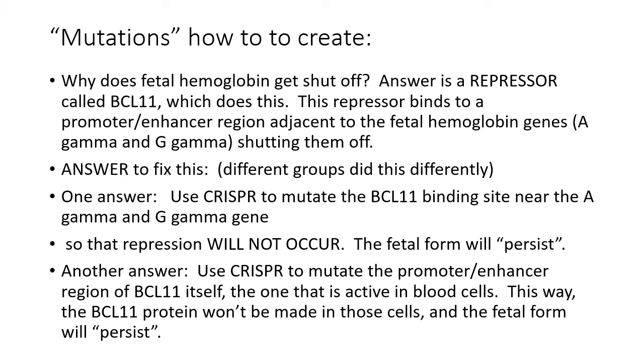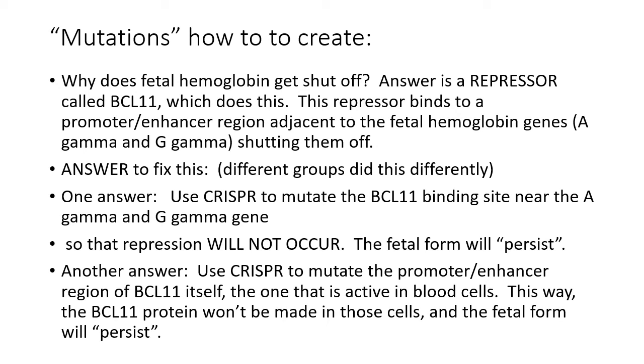So mutations, what has been used and how to create them. There's a couple of different approaches, but they all focus on this particular repressor protein called BCL11A. This repressor protein, BCL11A, is responsible for this switch. It binds to the promoter enhancer region adjacent to fetal hemoglobins, two of them, A gamma and G gamma, shutting them off.